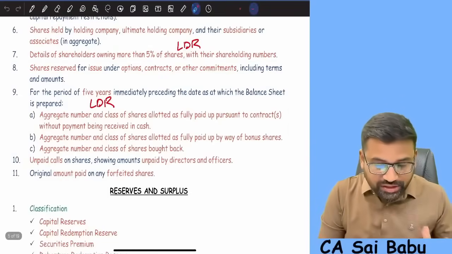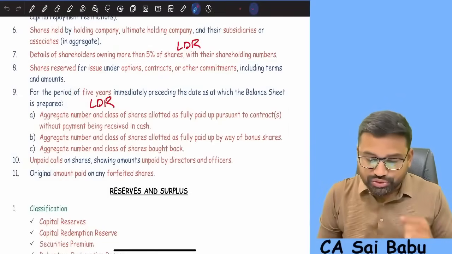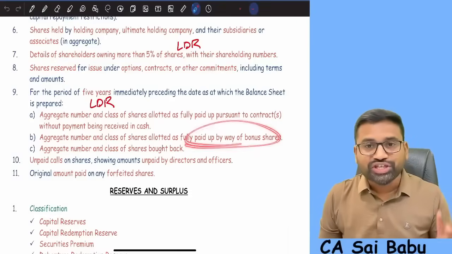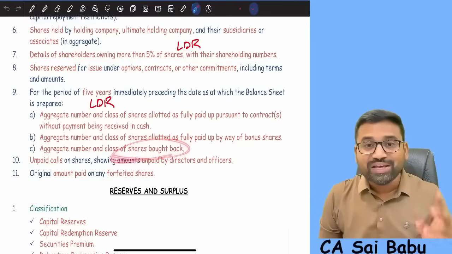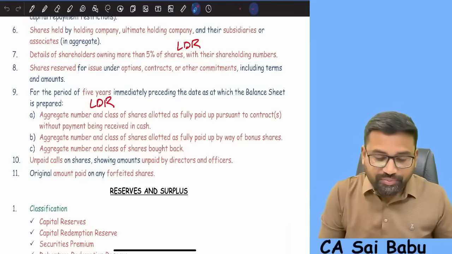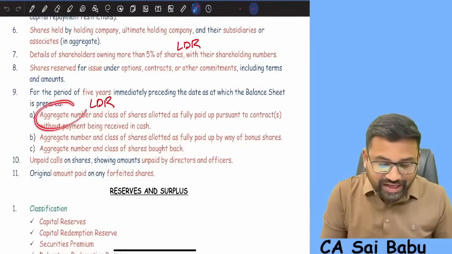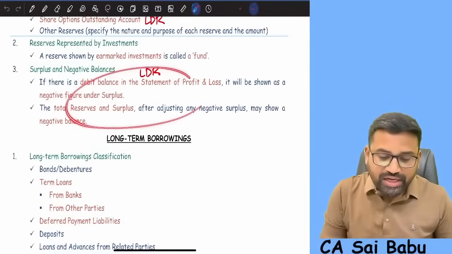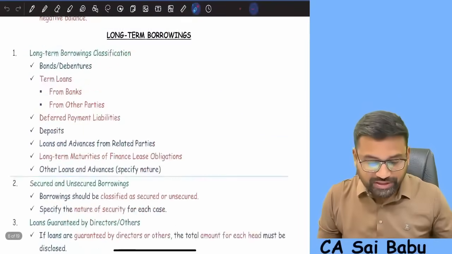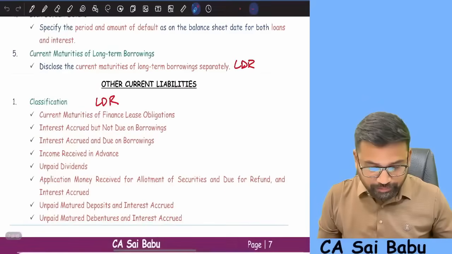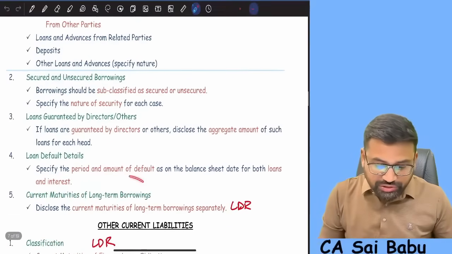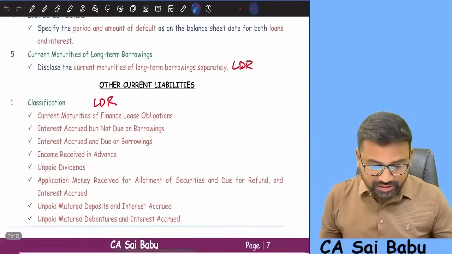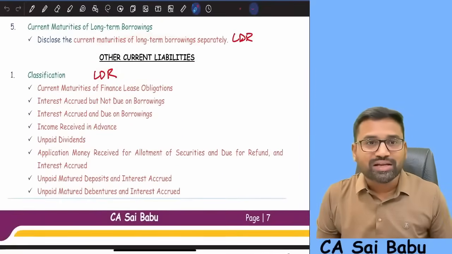And most important, if any company has issued shares for consideration other than cash, or issued fully paid-up bonus shares, or bought back any shares, if any one of these things happens, for a period of 5 years the company needs to disclose the aggregate number and class of shares. And when it comes to reserves and surplus, even the P&L account debit balance we need to show as a part of reserves and surplus only. Okay. And then current maturities of long-term borrowings, I told you we need to show as a part of short-term borrowings. Next, current liabilities, other current liabilities.